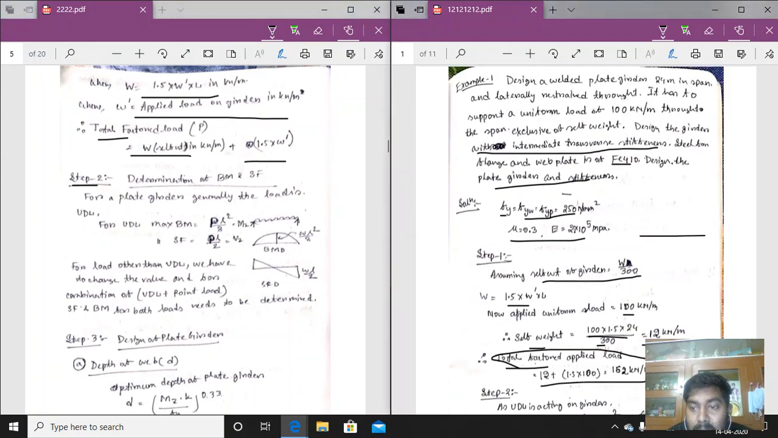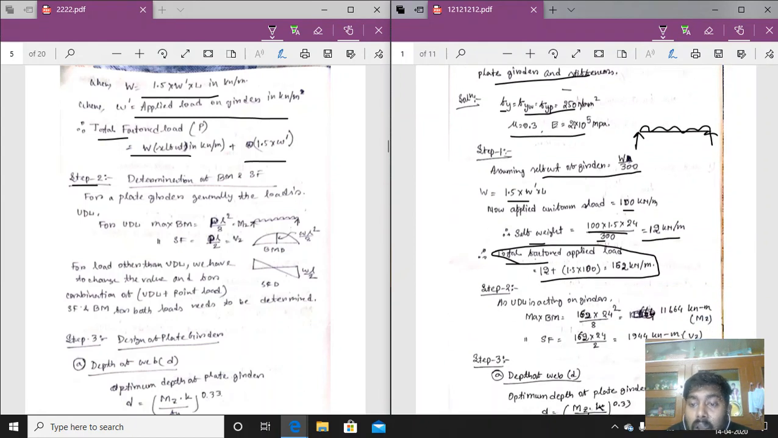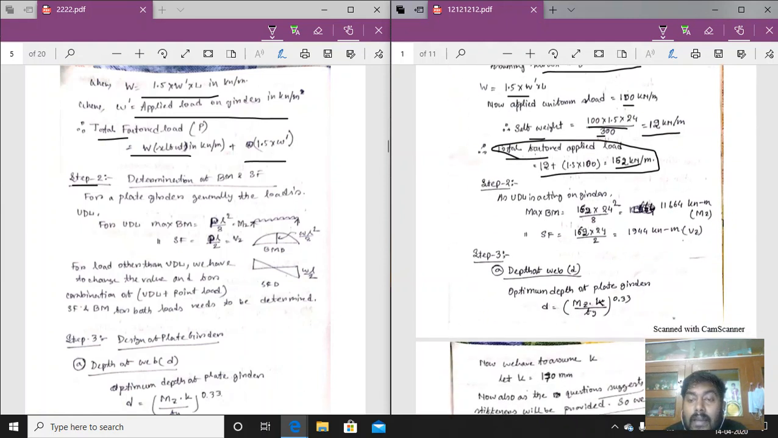As it's a beam where only this UDL is acting, the self weight as well as the total load is acting as a UDL, uniformly distributed load. Here it is said 100 kilonewton per meter. So 100 kilonewton per meter means uniformly distributed load. So for that we have to use the maximum bending moment formula, WL square by 8, and shear force WL by 2. Putting all the values here, we are getting 1944 kilonewton meter, 1944 kilonewton. Sorry, there has been a mistake.